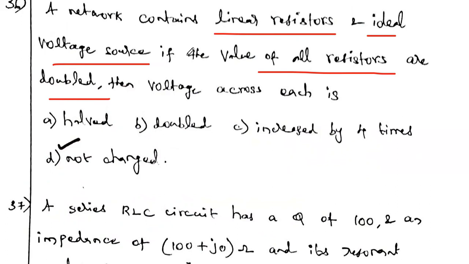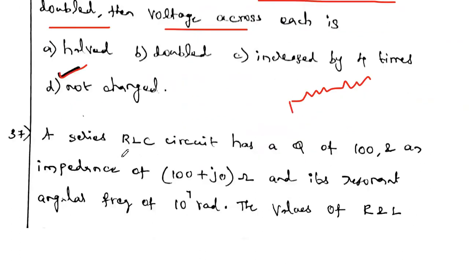Okay, in one network, the network consists of some resistors and voltage sources. If all resistor values are doubled, what is the voltage? There is no change, since in any closed path the voltage source value is not changed. In one circuit, if the resistor values are doubled, what about the voltage across that resistor? The voltage across the resistor remains unchanged. So not changed is the correct option.